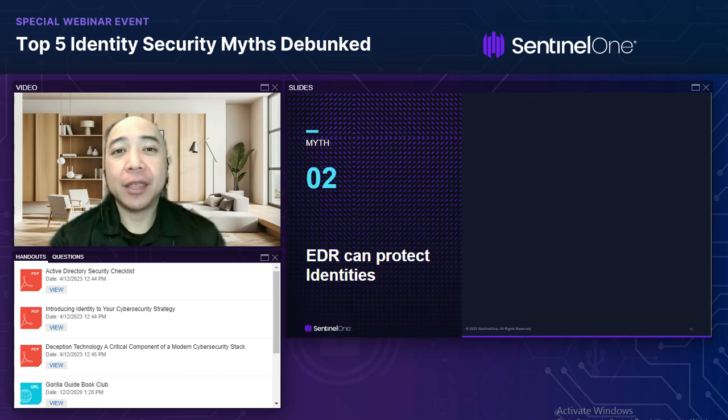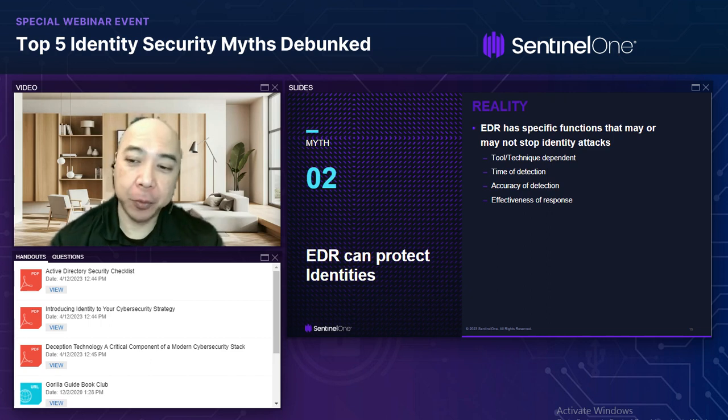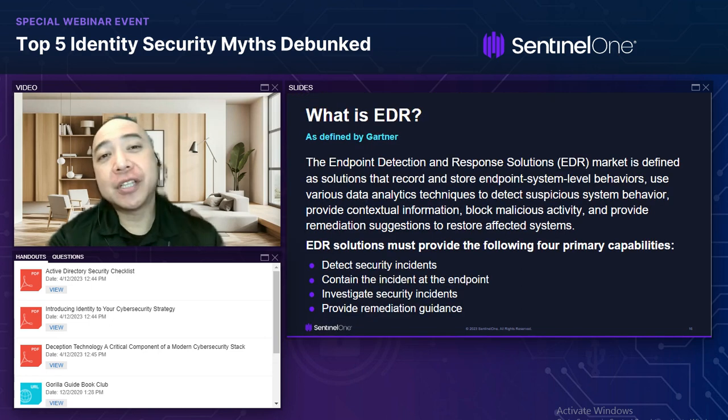So the second myth: EDR can protect identities. This is a big it depends. It depends on the tools and techniques. It depends on when you're actually getting the detection. It depends on how accurate that detection is going to be and how effective your response is going to be. And you'll see what I mean in a moment. But EDR does have a place, and it will detect things that may target your identities, but not all. This is Gartner's definition of endpoint detection and response.